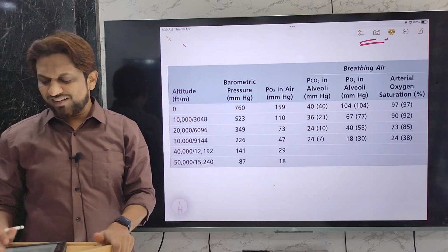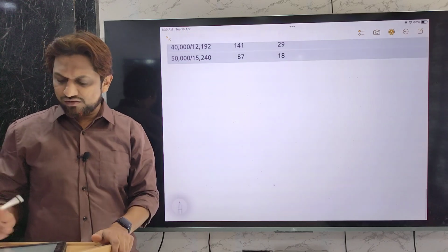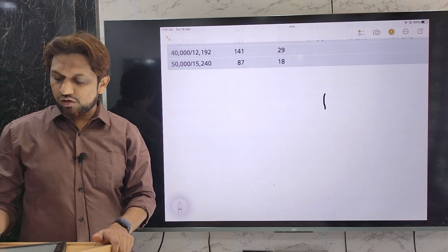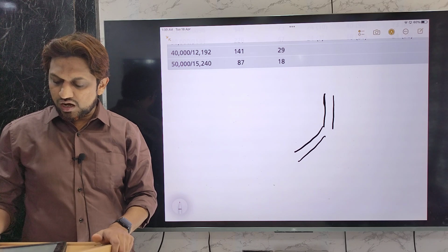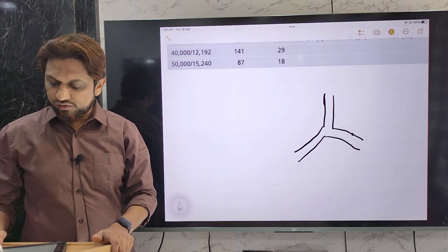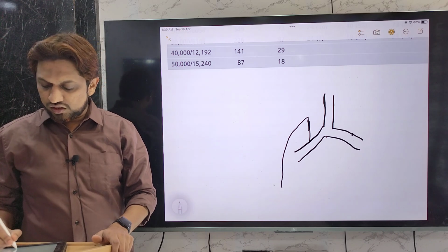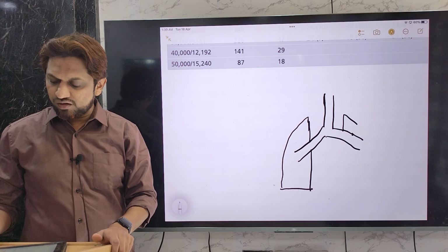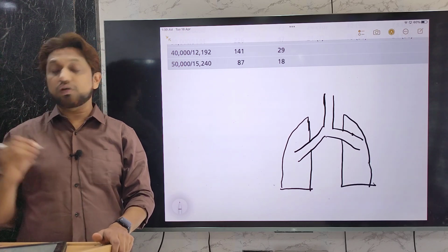Okay, so let's try to understand this by a schematic diagram. I'll just draw a rough line diagram of the lungs. Trachea and the two major bronchi, right and left, so that we can try to understand the physiology related to this high altitude, what exactly will happen and how our body will compensate to this, and we'll go to our topics of acclimatization and the acute and chronic mountain sickness.